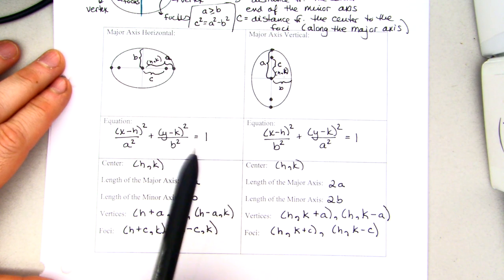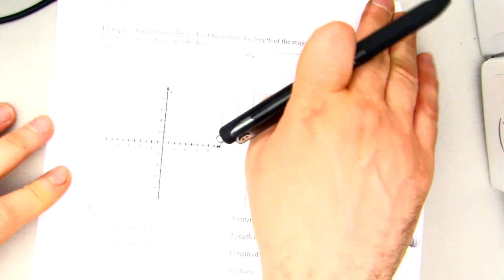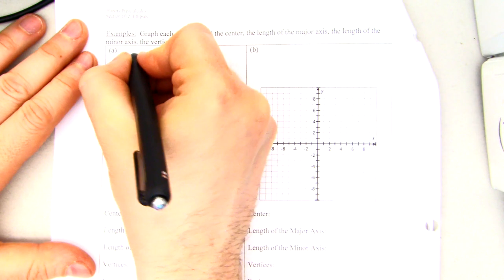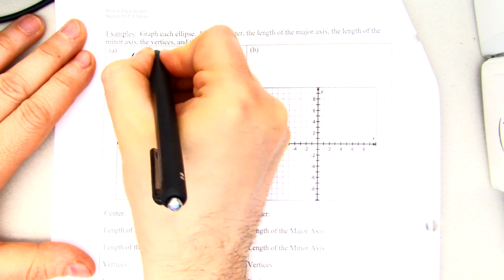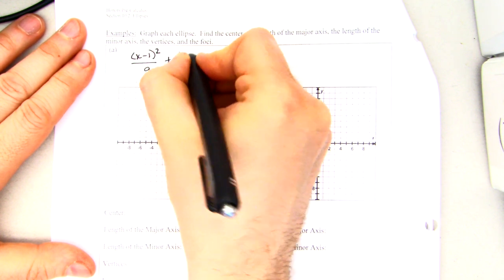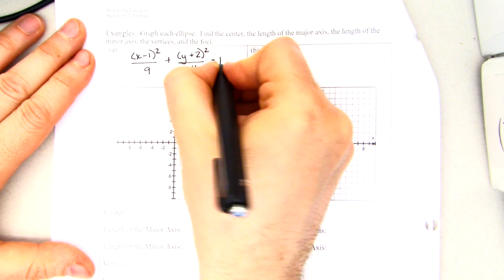These equations will need to be memorized. Let's see how to do some graphing. And of course, if you're not ready, push pause and make sure everything on here is perfect in your notes. On the next page, we're going to graph and analyze two ellipses. Let's start by graphing the ellipse x minus 1 squared over 9 plus y plus 2 squared over 4 equals 1.